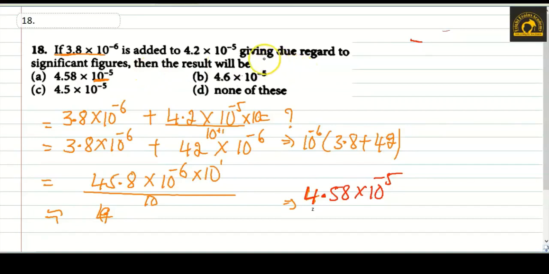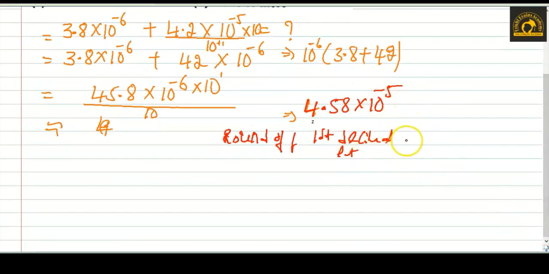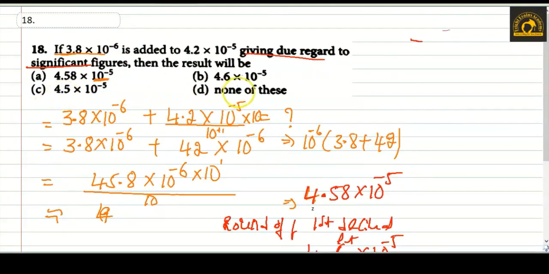So according to the significant figures, we round off to the first decimal point. So the answer is 4.5, the next digit is 8, it is above 5, so that becomes 6. 4.6 into 10 to the power of minus 5. This is the answer for this question. Most of the students take the answer as A. This is not correct according to the significant figures. You have to round up the number after the decimal point, depending upon the options that are there.